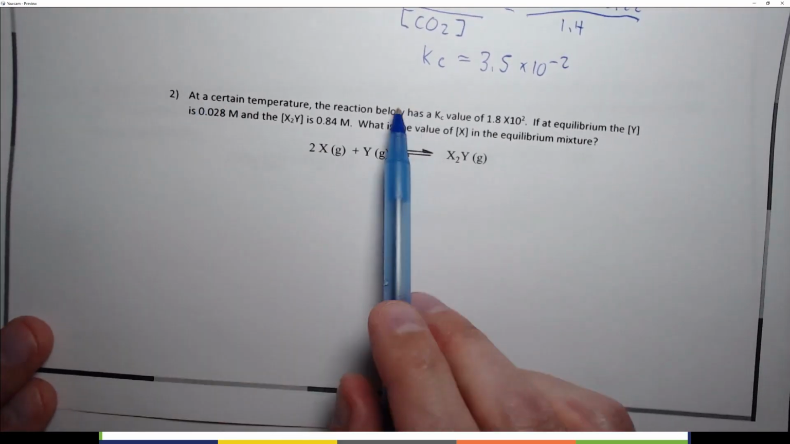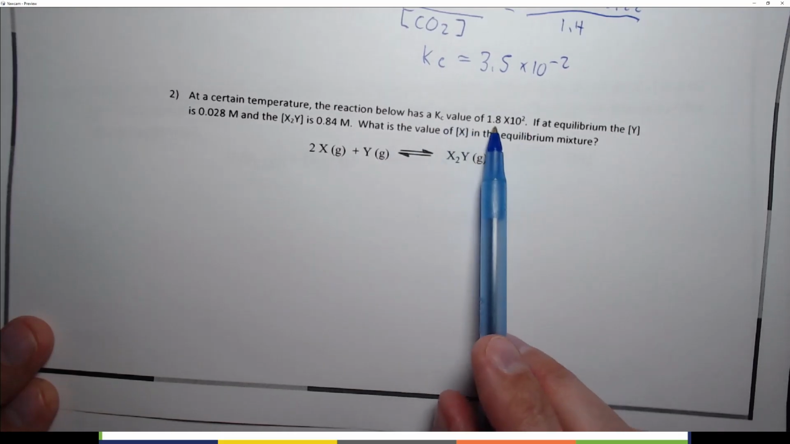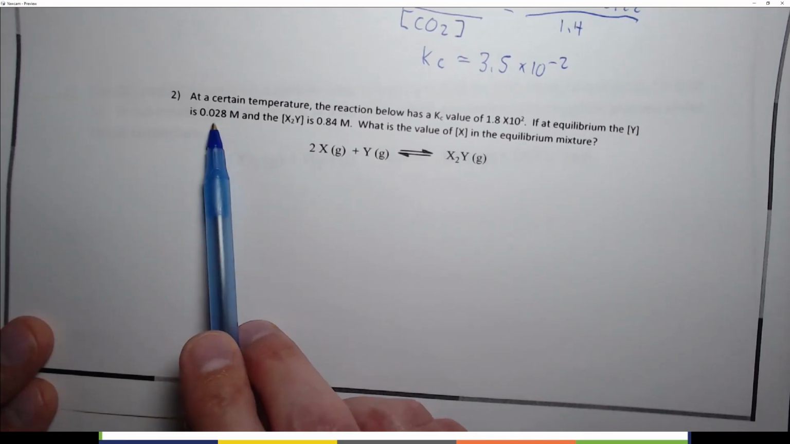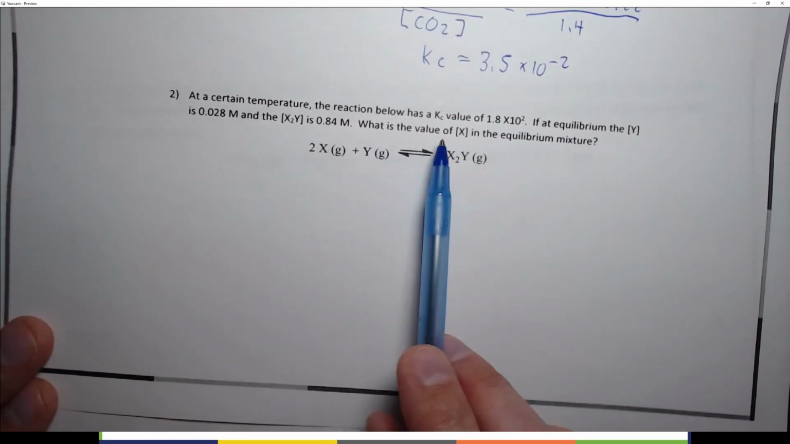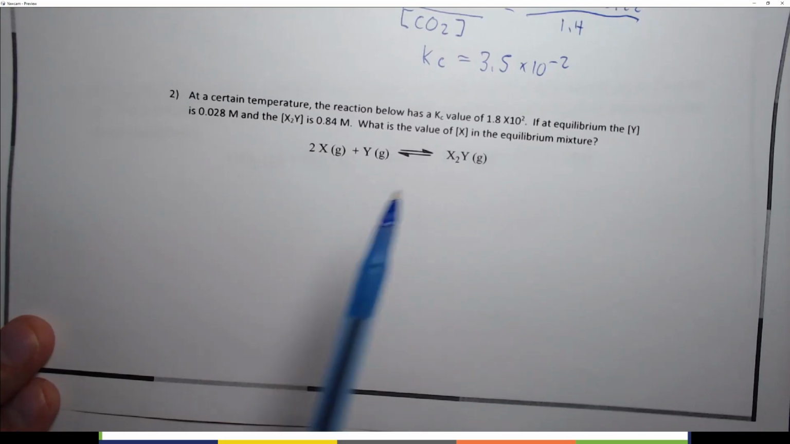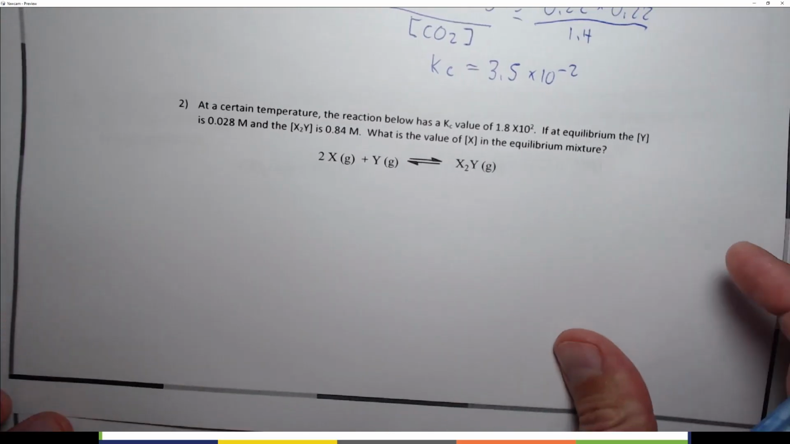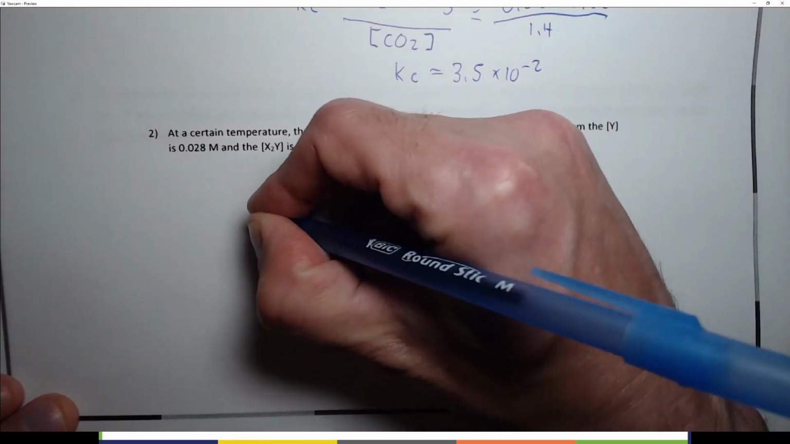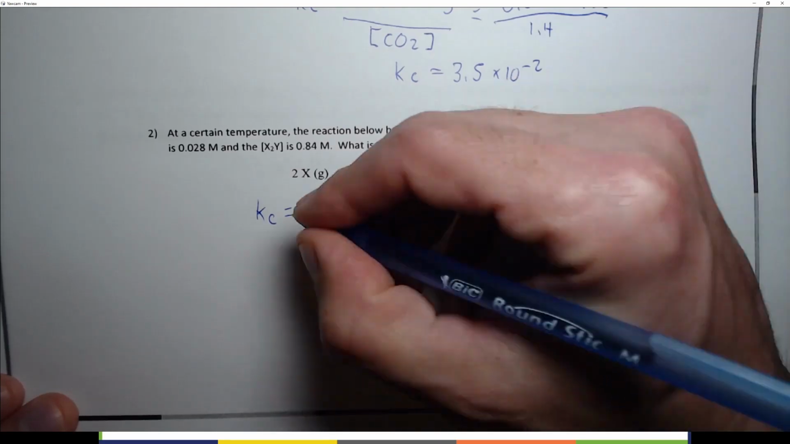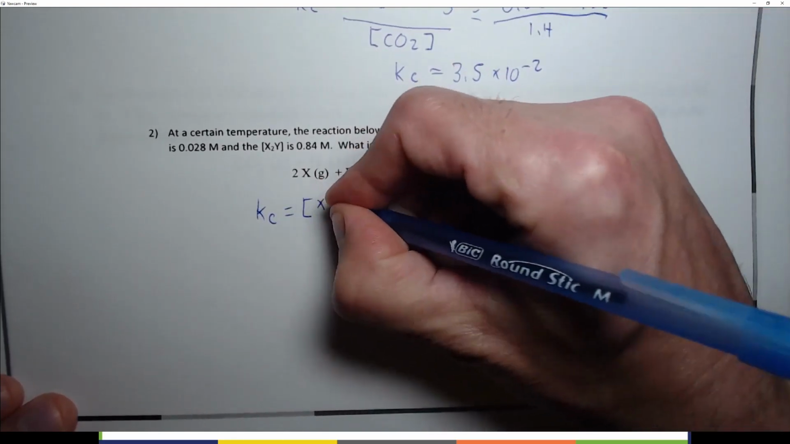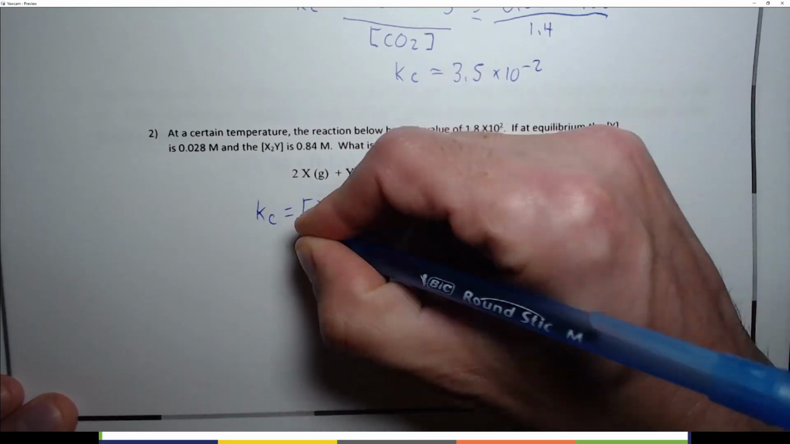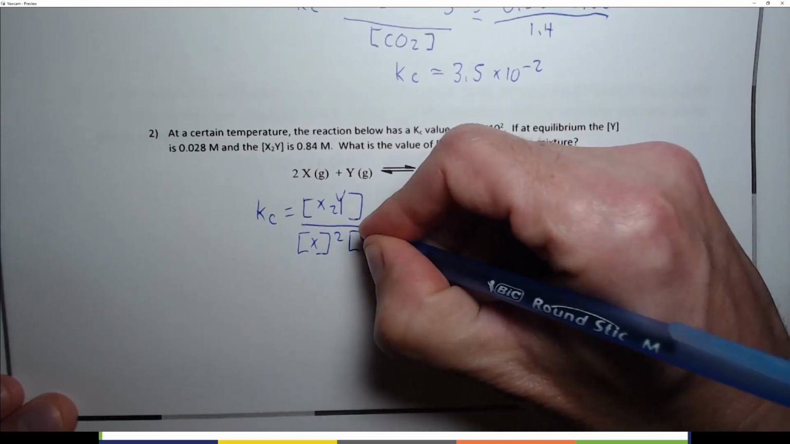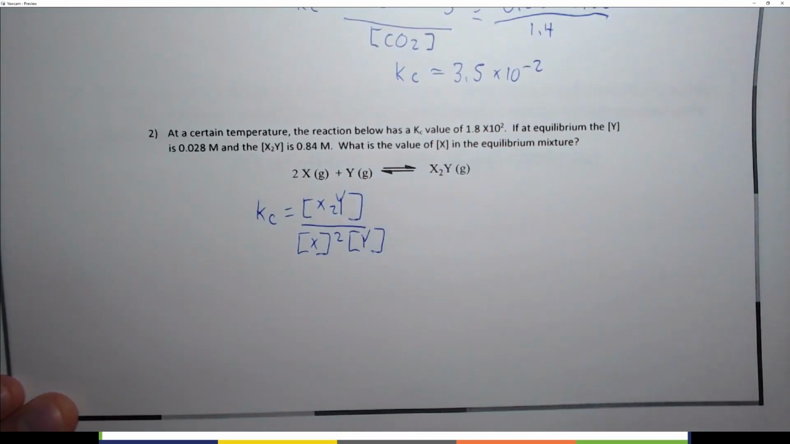It says, at a certain temperature, the reaction below has a Kc value of 1.8 times 10 to the 2. If at equilibrium the concentration of Y is this, and the concentration of X2Y is this, what is the value of the concentration of X in the equilibrium mixture? So same thing as before, we need to write our equilibrium constant expression. So products over reactants. Kc equals the concentration of X2Y divided by the concentration of X squared times the concentration of Y, like so.